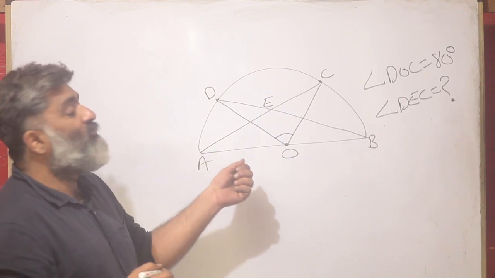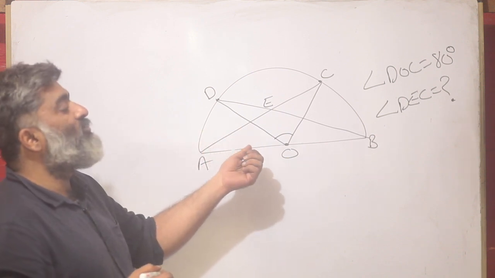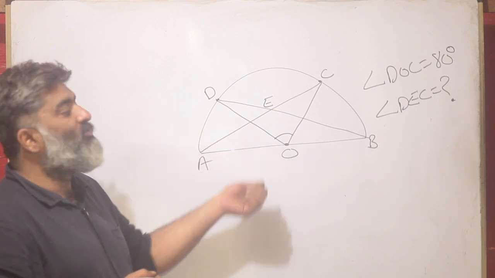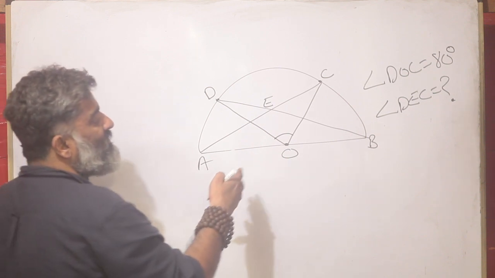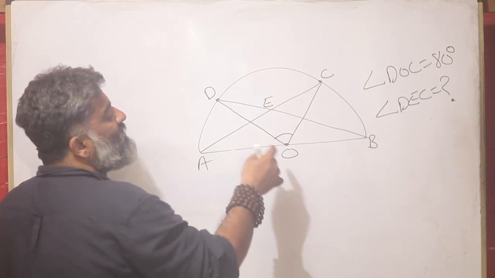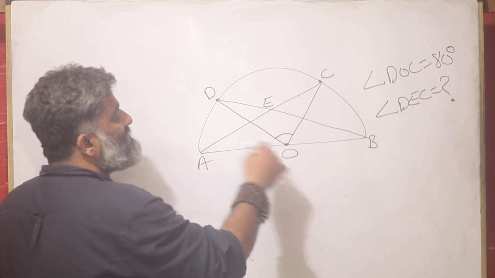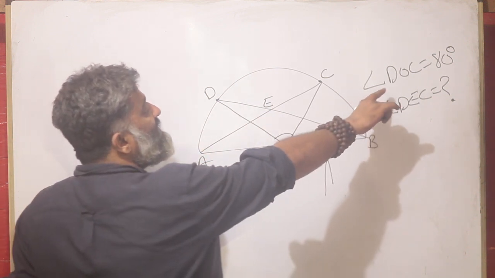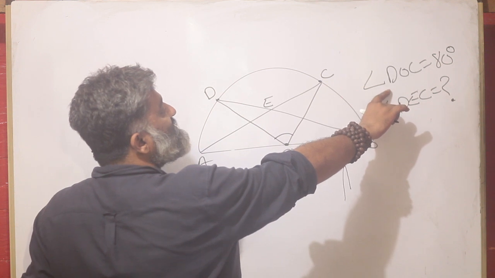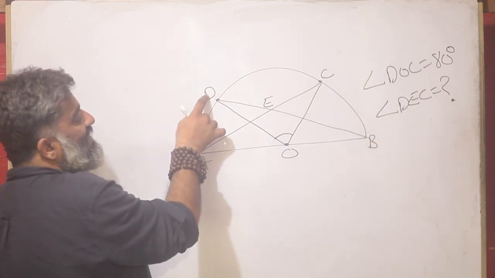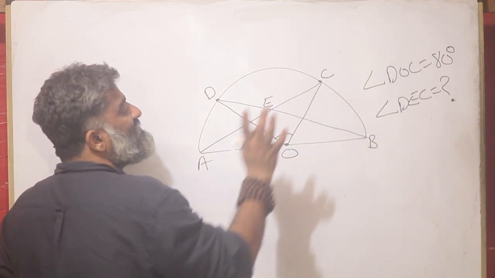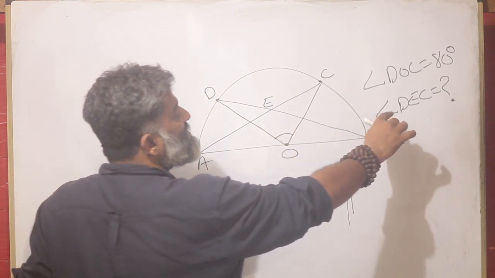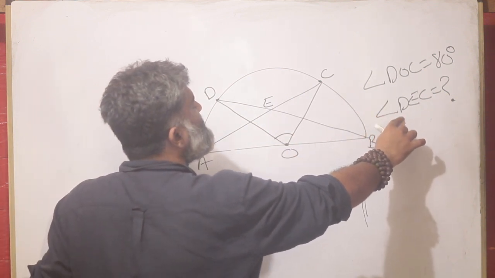So let's try one more problem. At least this one looks slightly different, so it might be a little more fun, because the last couple of questions were very, very obvious. So this is the story given to us. This is a semicircle. AOB is the diameter. It is given to me that angle DOC is equal to 80 degrees. And the question is, what is angle DEC?